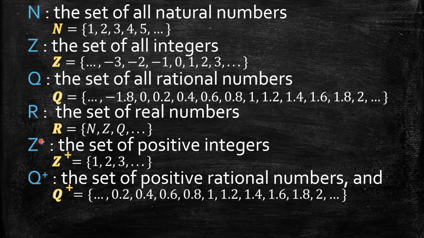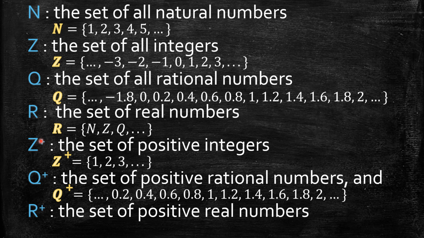Now one is remaining, the set of positive real numbers. I am writing that R plus. R plus denotes the set of positive real numbers. All the natural numbers are positive, so here positive is not necessary. You also can omit N plus, but I have to write Z plus because there are negative and positive numbers in the set of integers. So Z plus contains only the positive integers, and Q plus consists only of the positive rational numbers. Okay, that's all. Let's proceed.